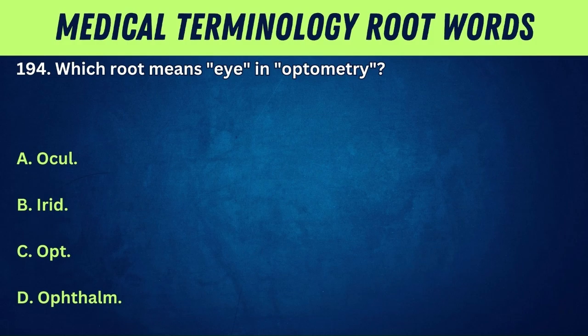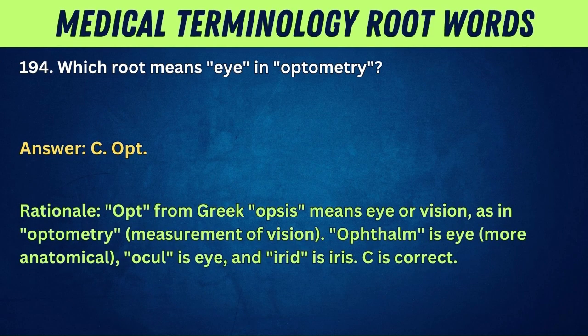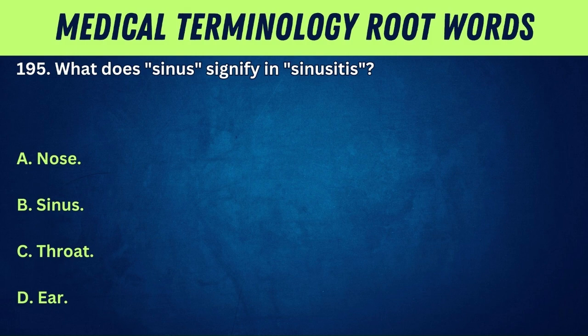194. Which root means eye in optometry? A. Ocul. B. Irid. C. Opt. D. Ophthalm. Answer: C. Opt. Rationale: opt from Greek opsis means eye or vision, as in optometry, measurement of vision. Ophthalm is eye, more anatomical. Ocul is eye, and irid is iris. C is correct.